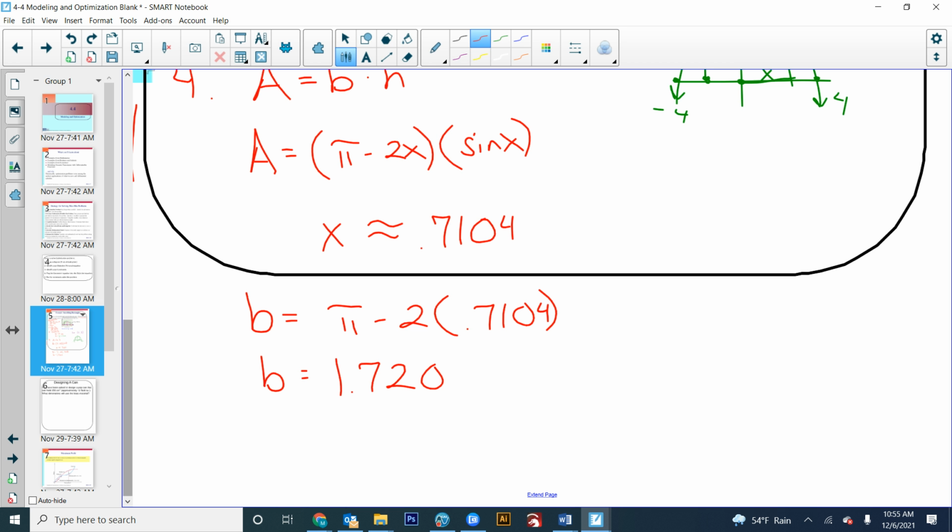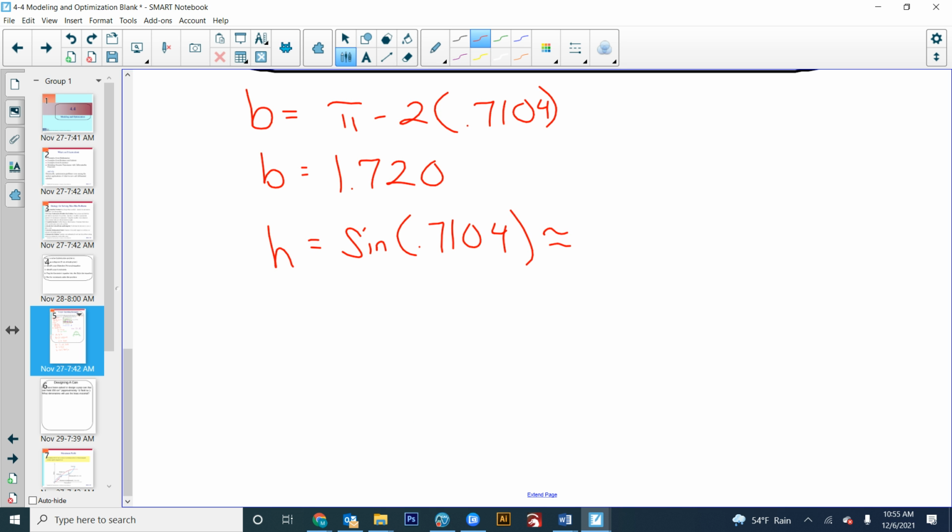Got the base, got the height. Now, be careful. What's the height? It's sine of 0.7104 in radians. What, 0.6 something there? We got 0.652. Okay, I got the base, I got the height.